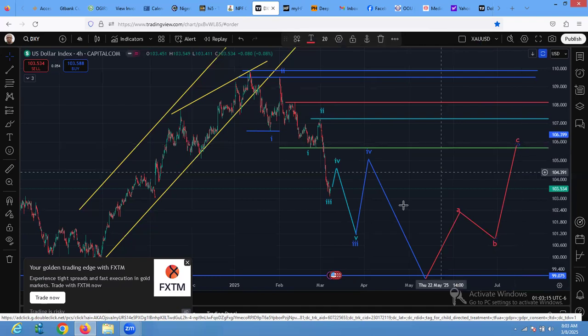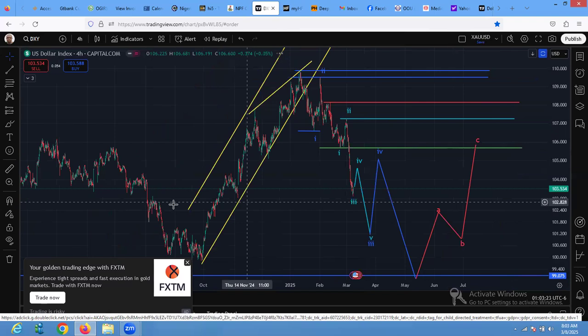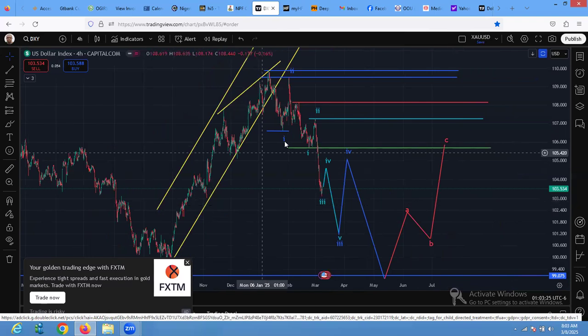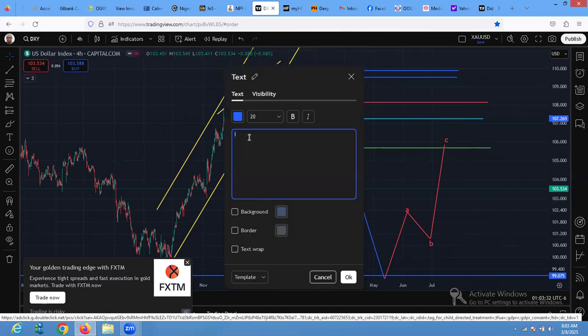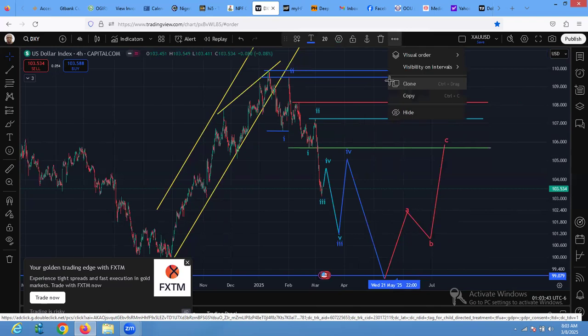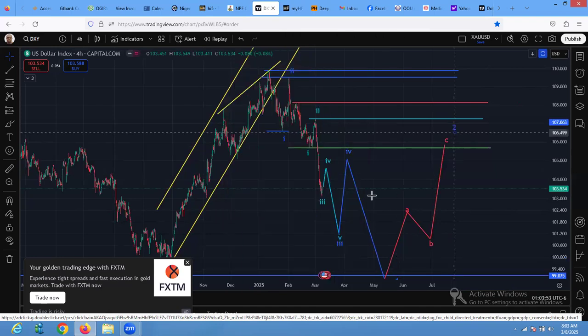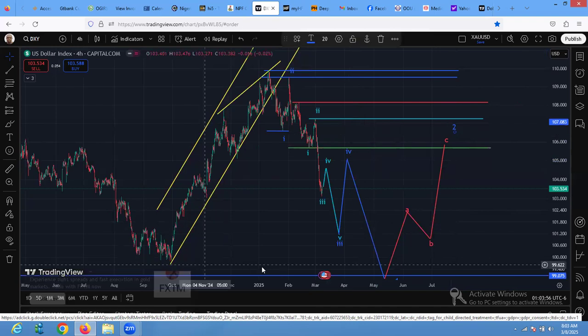And so with that, then we can say we have finished the first cycle in this regard. That will give us a 1. Then it will now give us a 2, for us to have a bigger move to the downside. So that is what we are expecting.